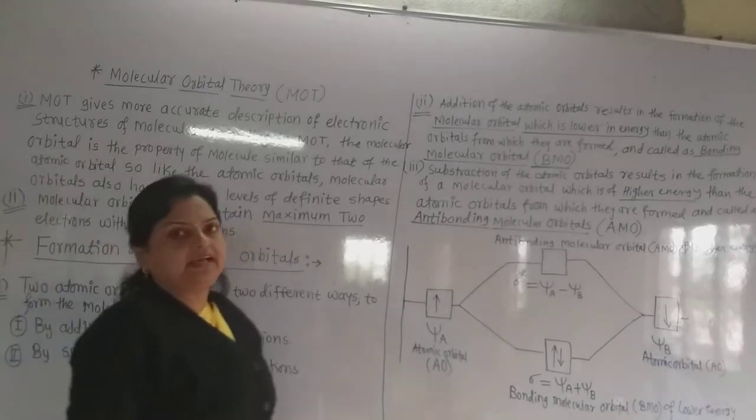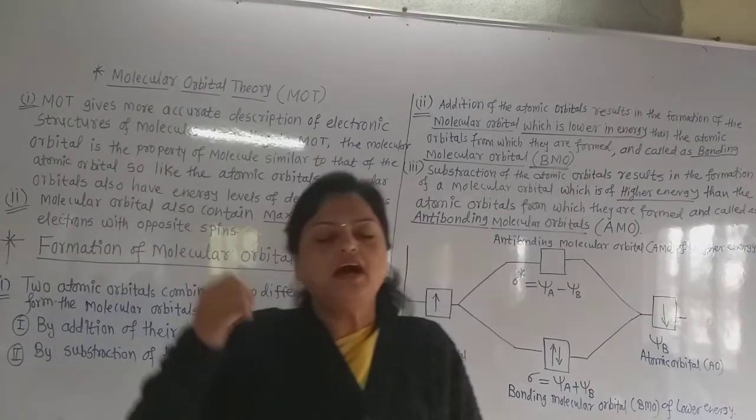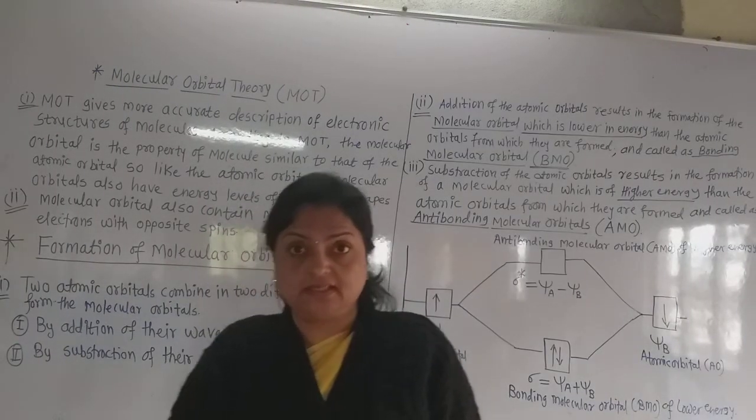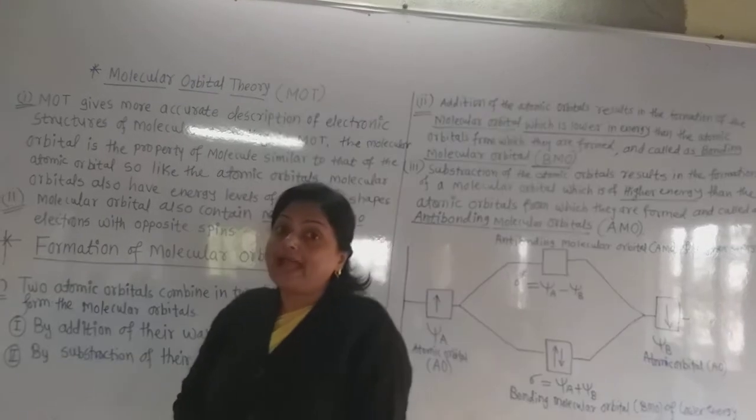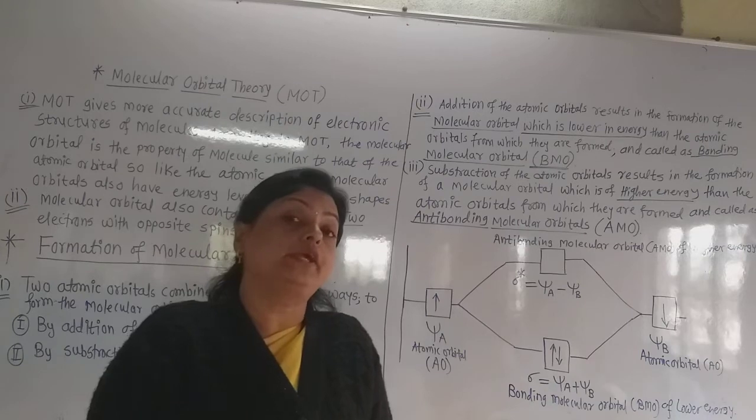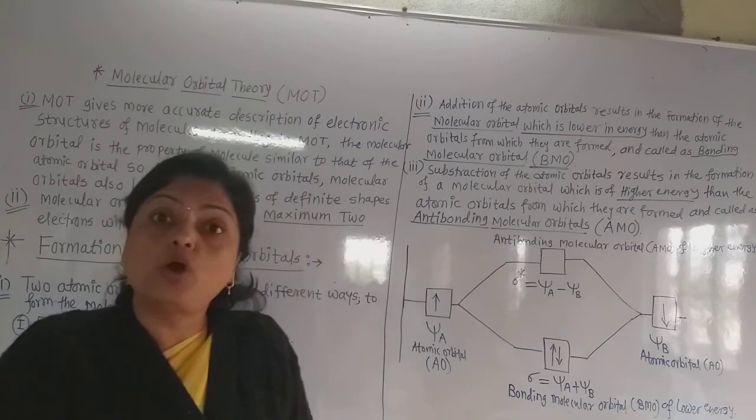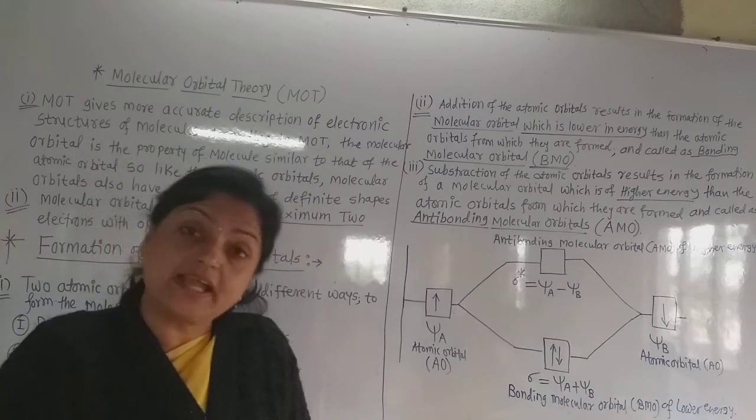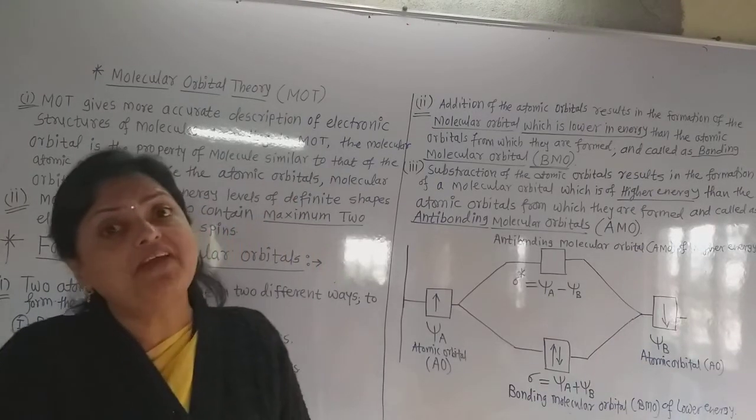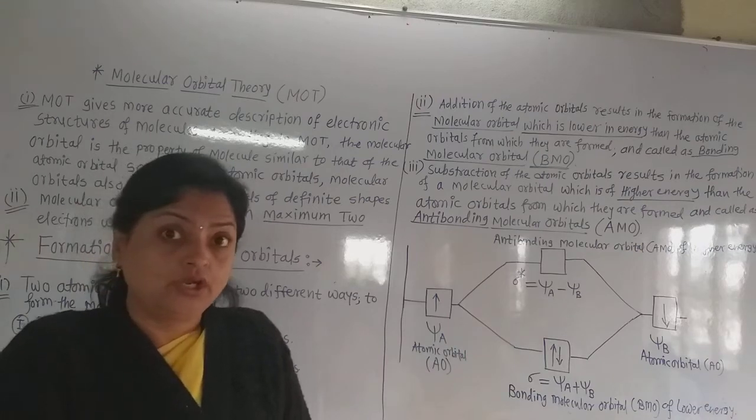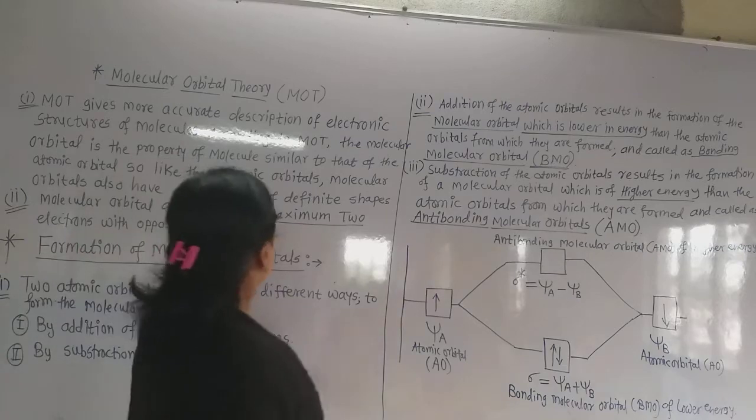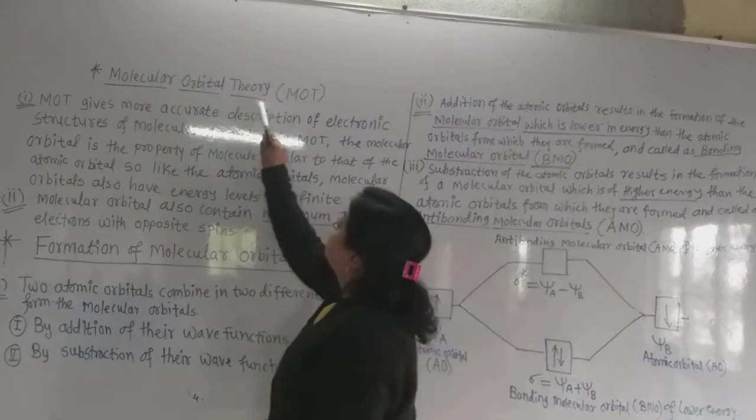Up to hybridization, we have been studying the atomic orbitals, how atomic orbitals overlap, how the covalent bond is formed, and how the Lewis structure can be written. All these are already seen in the valence bond theory. Now today we are learning the molecular orbital theory.